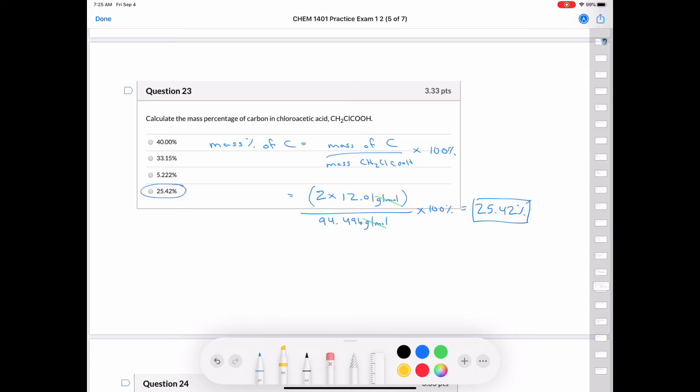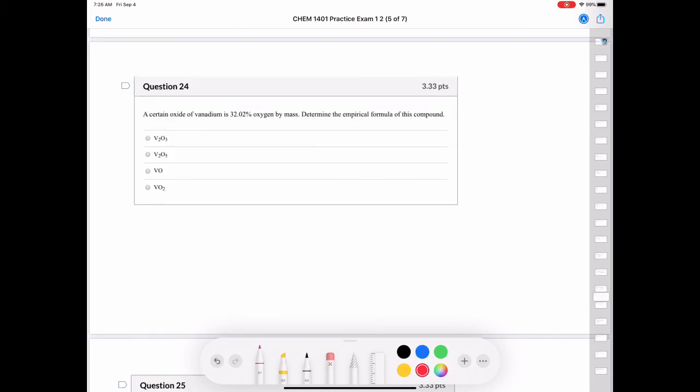And so you should be able to calculate mass percentage of any element in a compound. Question 24. A certain oxide of vanadium is 32.02% oxygen by mass. Determine the empirical formula.